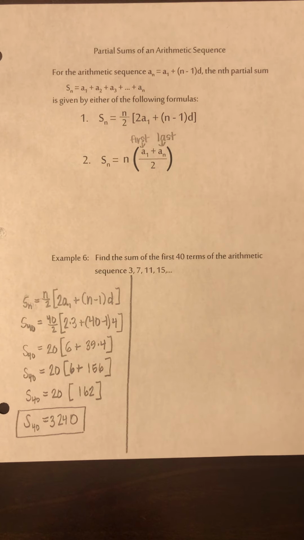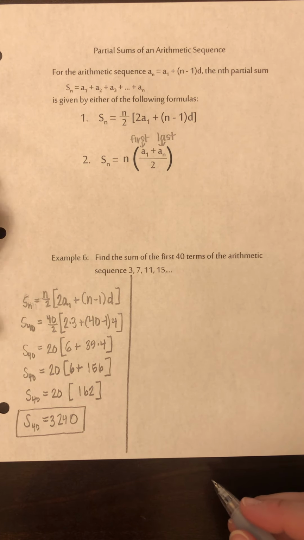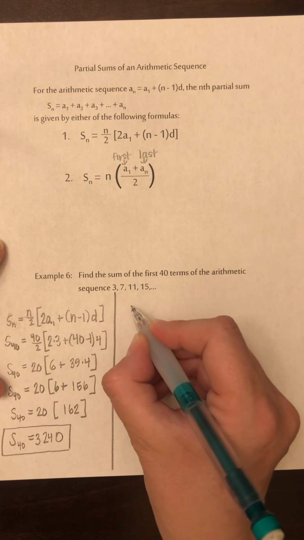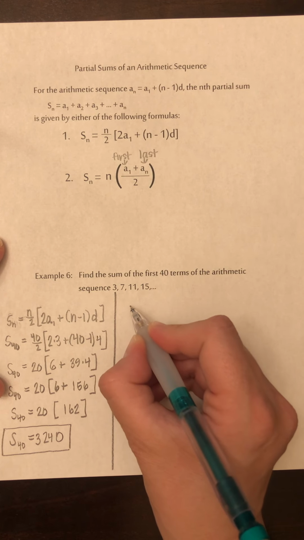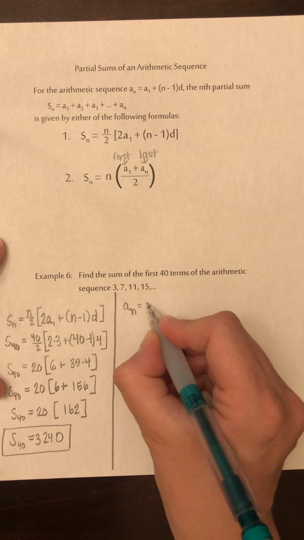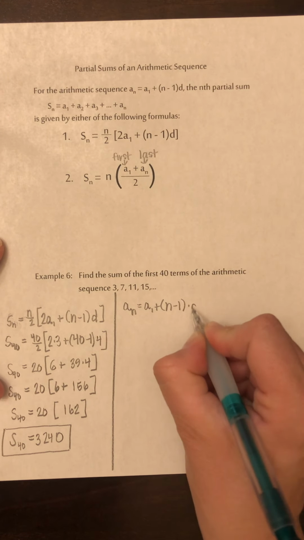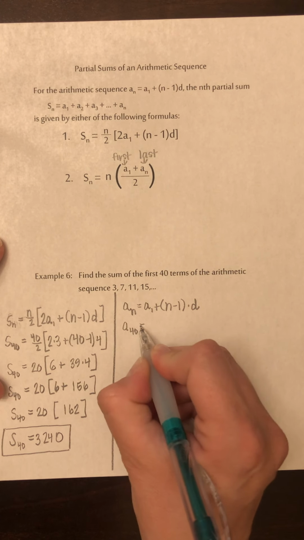Let's say you take a quiz, test, whatever, and you don't remember this formula, but you remember the other formula. No big deal. You just have a little bit of extra work to do. So you know the first term, you don't know the last term, but can you find the last term? Sure you can. Again, this is going to go back to the first formula that we learned today. So we need to find the 40th term.